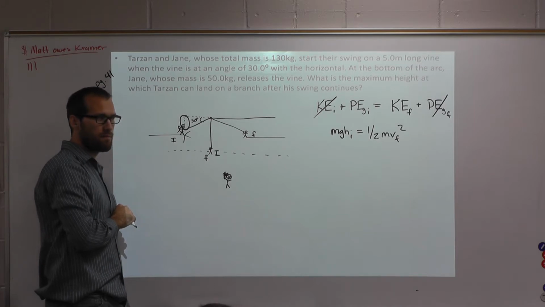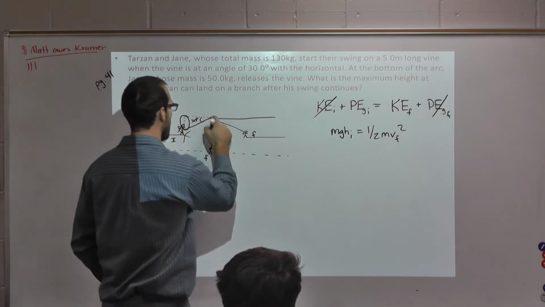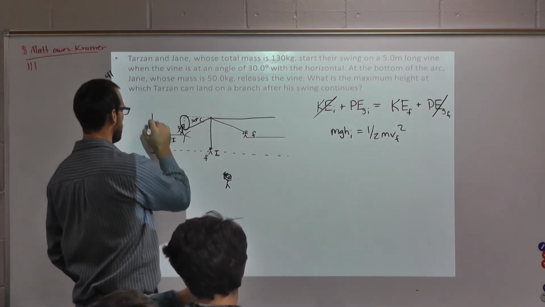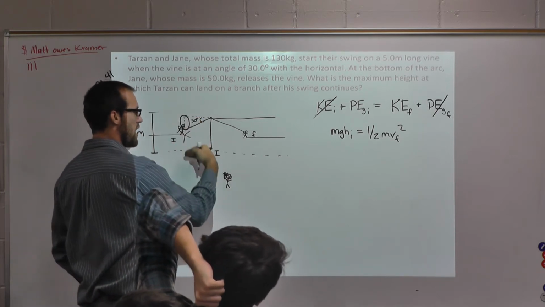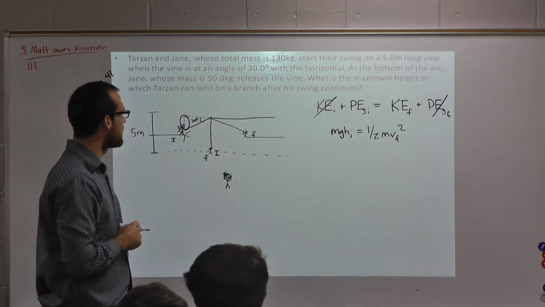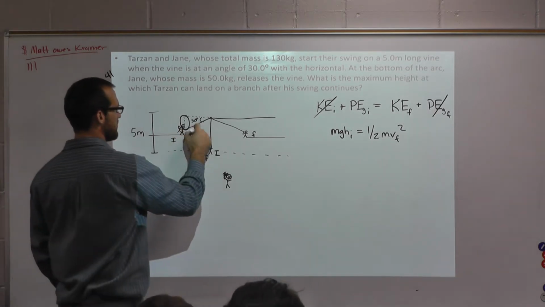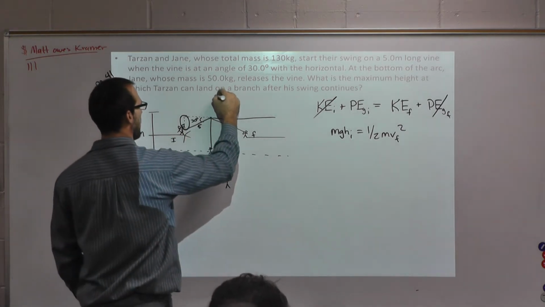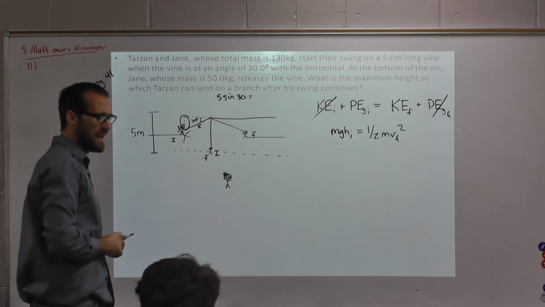Do we know the total length? We know the vine, don't we? It's a 5 meter vine. So from here to here would be 5 meters. Once we find this, we can figure out how high we are above the theoretical ground. I have sine 30. It would be 2.5, opposite. This is 5 meters, the length of the vine. So 5 sine of 30 should give us our height.